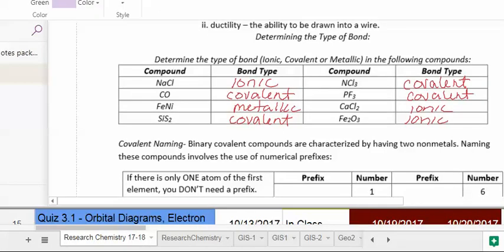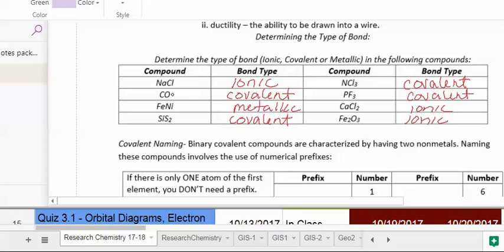So here we have our covalent and ionic and metallic substances listed. So the only metallic substance is the iron and nickel together. Be careful with the CO, that's carbon and oxygen, not cobalt. So it's very important to write your O's clearly as a capital or a lowercase, depending on what you're trying to communicate.